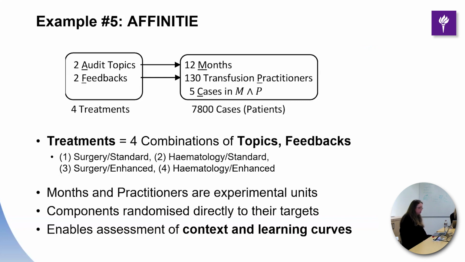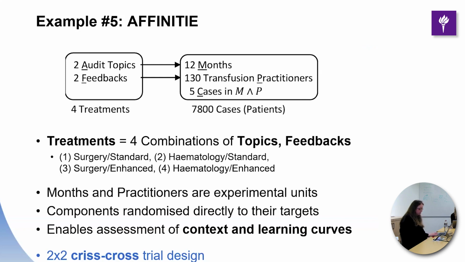So in an ideal world, I would have done 12 trials instead of 2, and I would have randomised my audit topics to the trial, or to the month within which I did the trial, and then I would have had my feedback given to the transfusion practitioners. And the 130 transfusion practitioners would have been in every single trial. So you've got a cross relationship between the months and the transfusion practitioners. And that makes it a 2x2 crisscross trial design, which is a special case or a particular type of split block trial design.